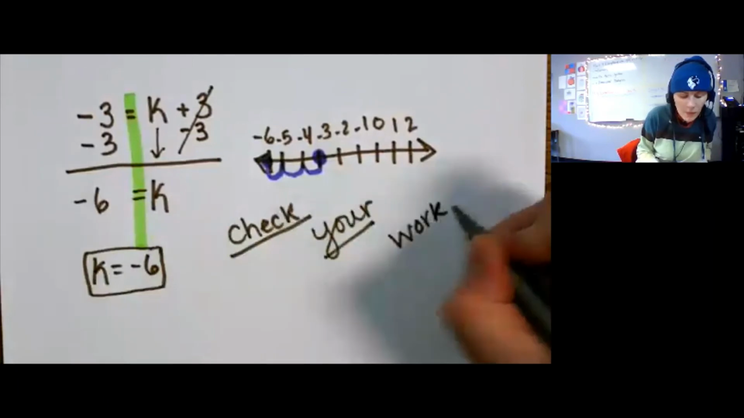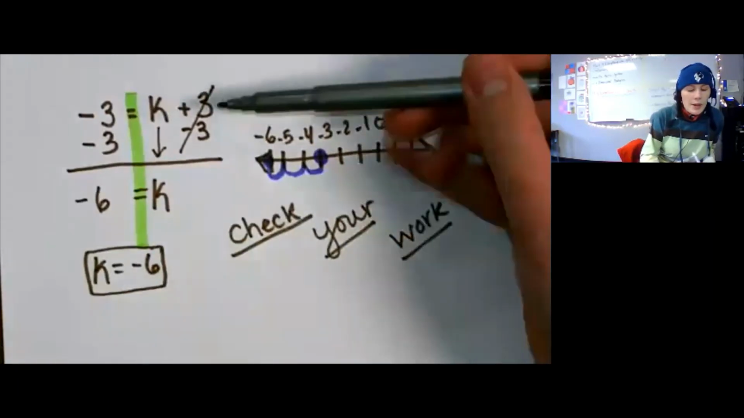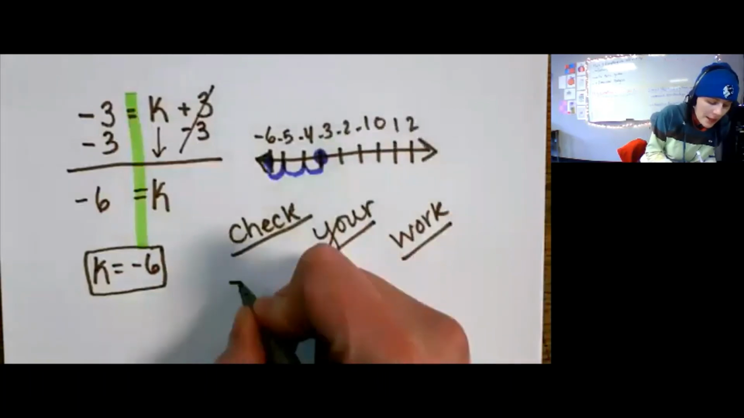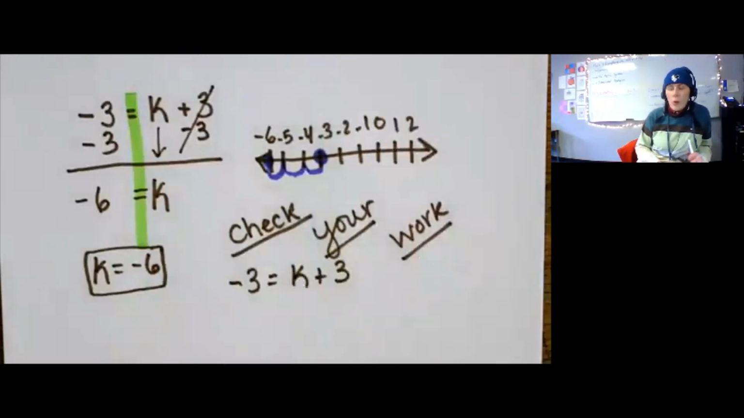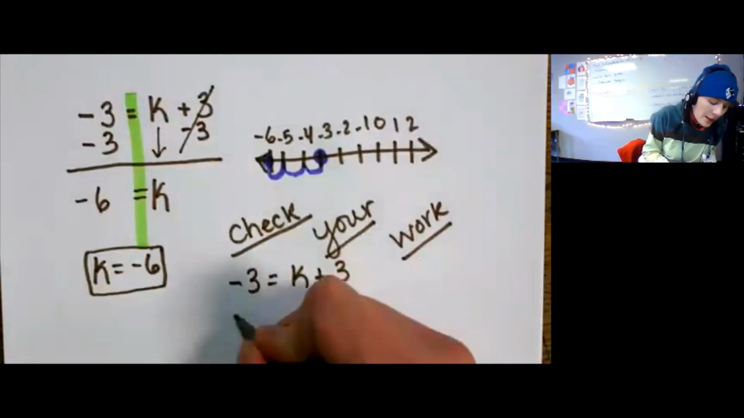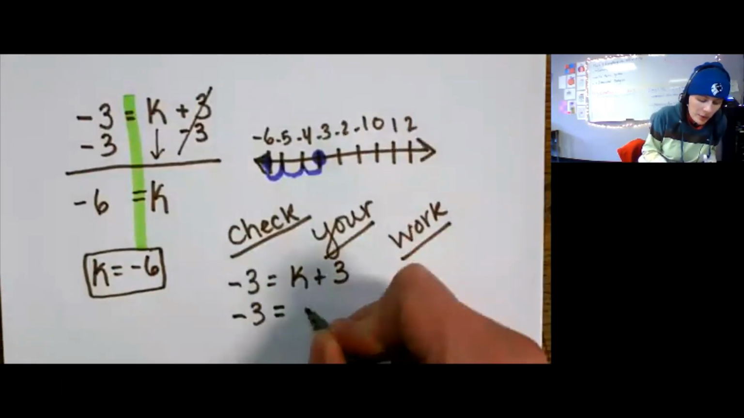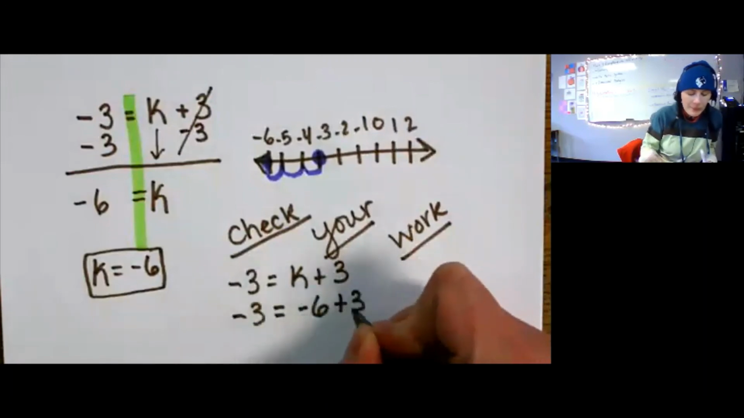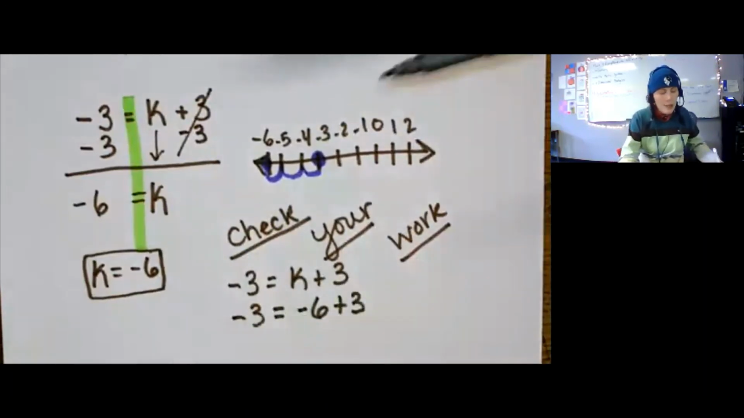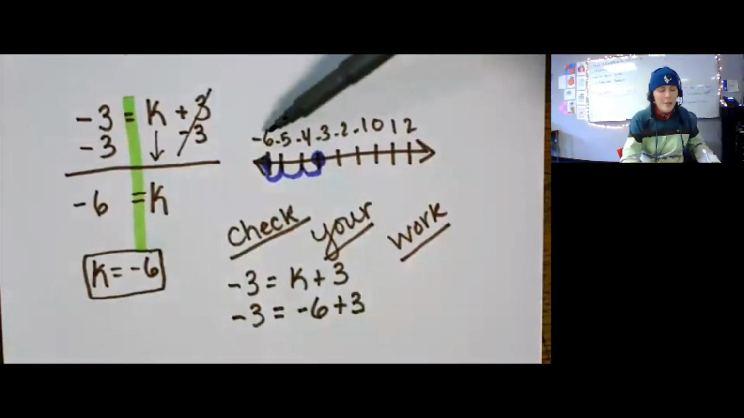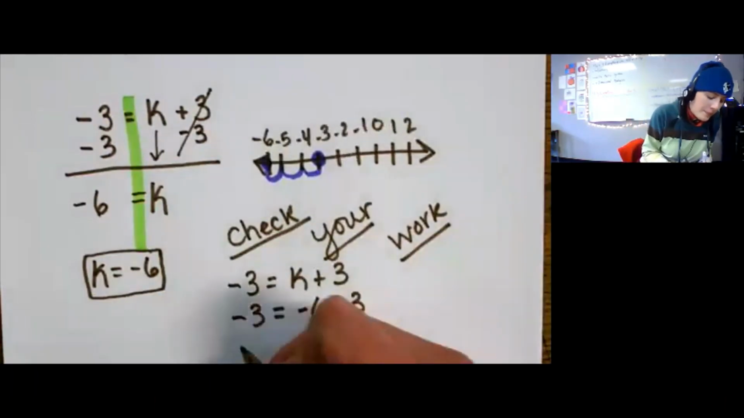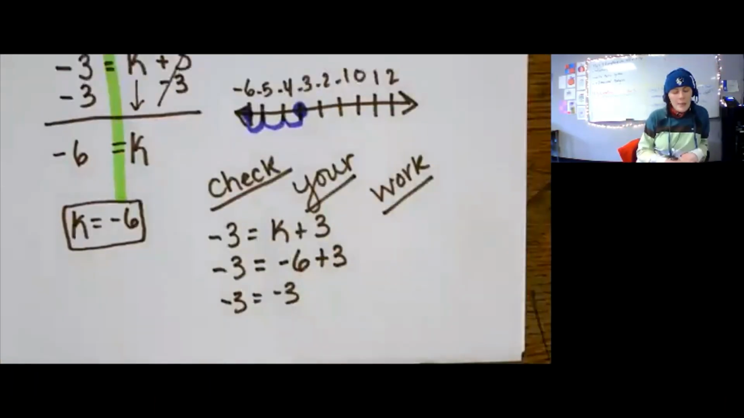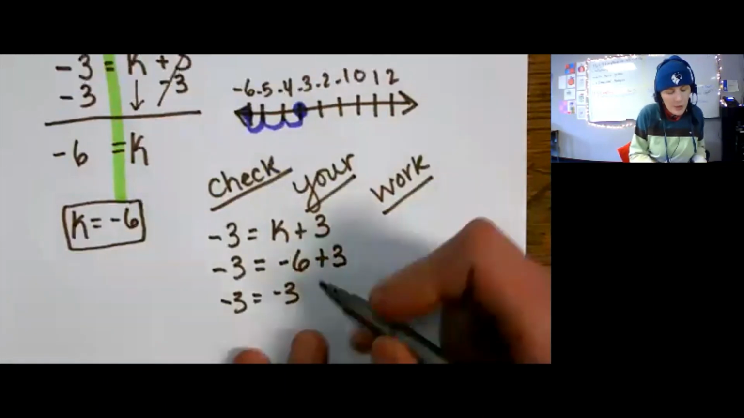Check your work. Rewrite the equation from the beginning. -3 equals k plus 3. Wherever we see k, we need to write a -6 instead. So -3 should be equal to -6 plus 3. If we look at our timeline and we start at -6, we add 3, 1, 2, 3, we get -3. And since we know that -3 equals -3, you know you did that work right.